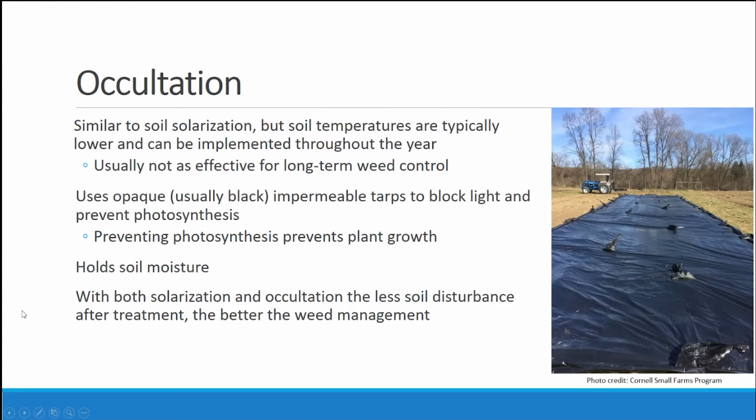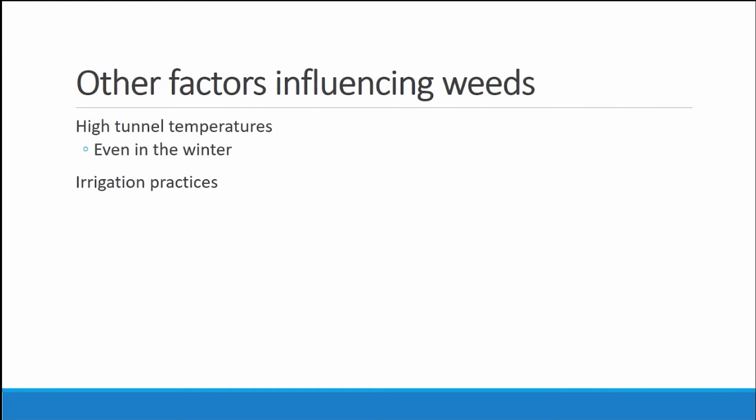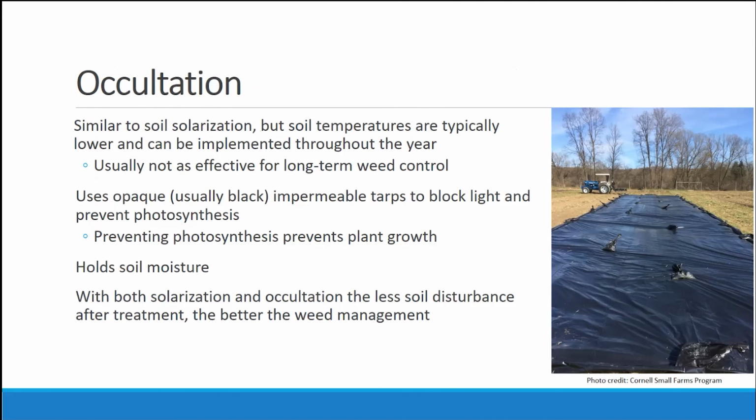But with both soil solarization and occultation, the less soil disturbance after treatment, the better the weed management, right? So that same idea of you wouldn't want to then come in with a tiller, right? And what I've seen some growers do with this is that they will remove the tarp, and there may be little weeds, puny, very sickly looking weeds come up. And then those can be really easily managed after that, right? They're very tiny and you can get on top of them, and then you have a clean slate.